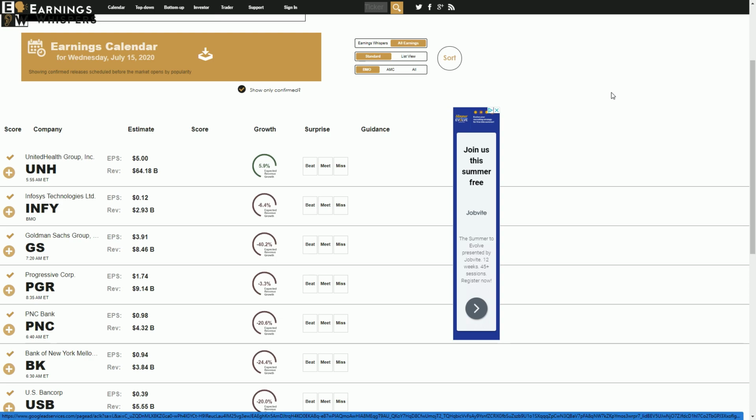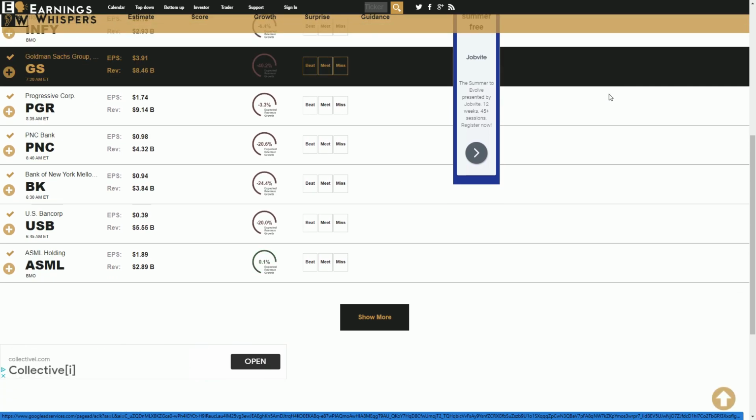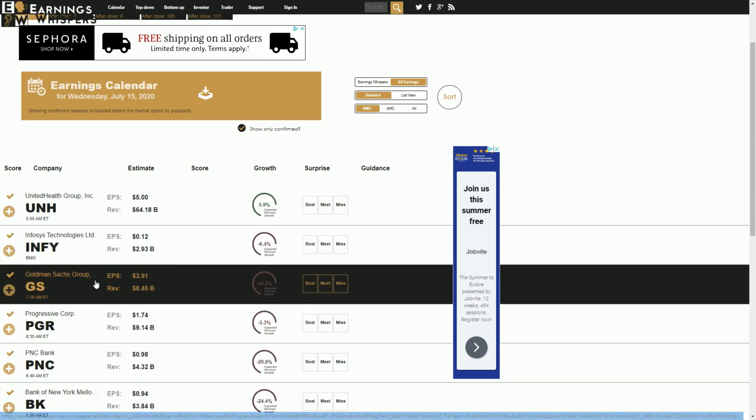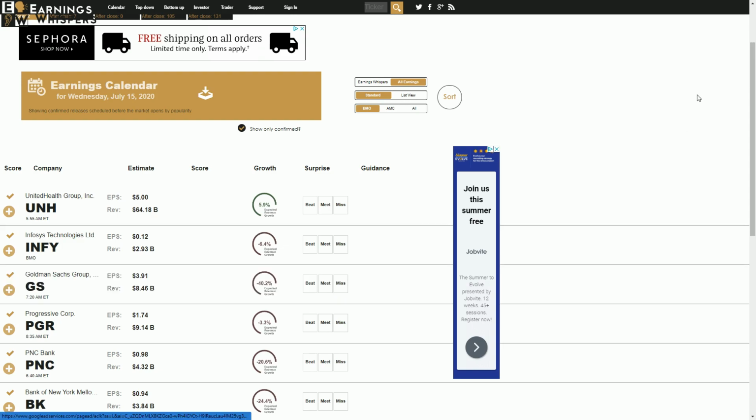So we'll see. You see a lot of other banks up here. It's going to be a lot of financials this week. However, I'm not playing any of these, although I do think that Goldman Sachs is going to be a big mover, a big trading platform, a big investment platform, but I still don't think I'm going to be playing them.